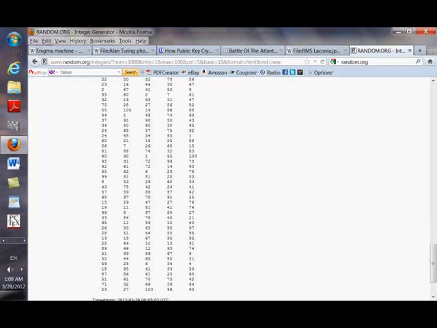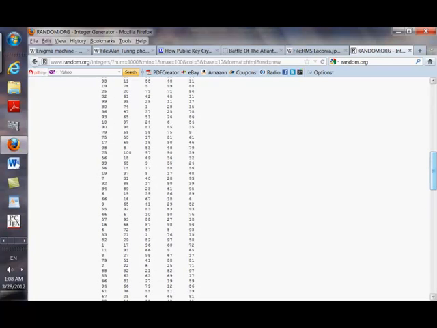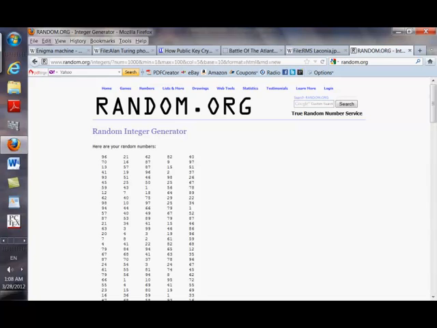So exactly the numbers will not come out to be the same, but they should be approximately equal to 1 over 10. And that's not a very big difference from 1 over 10. So this is the characteristic of a random sequence.